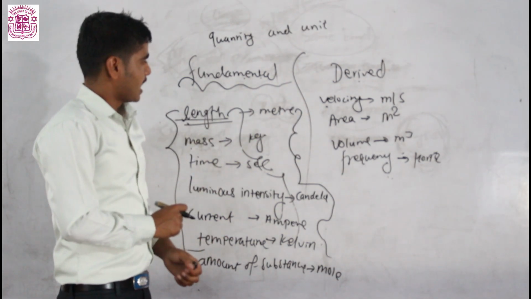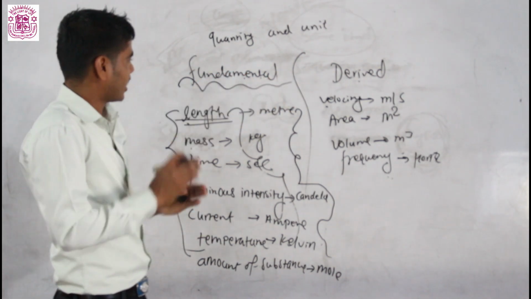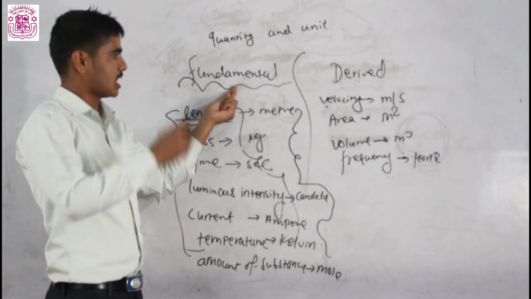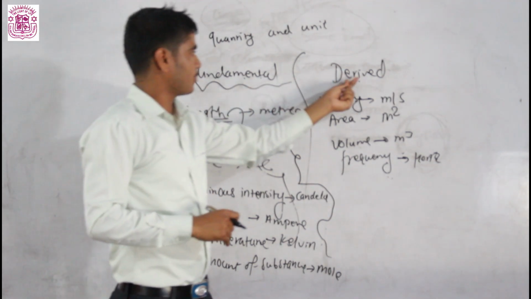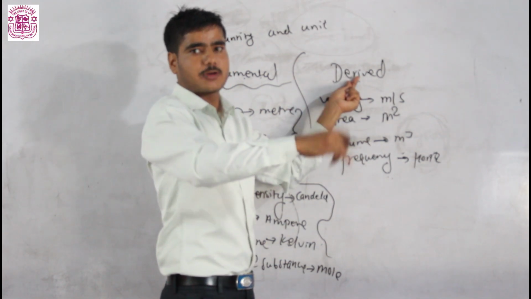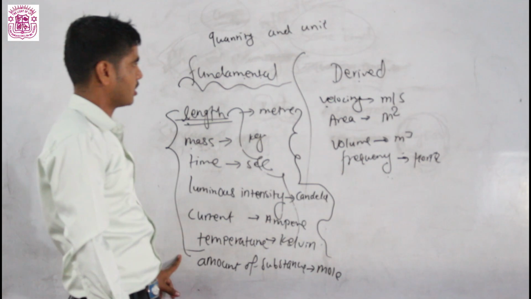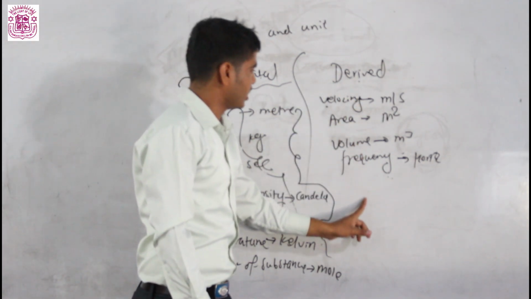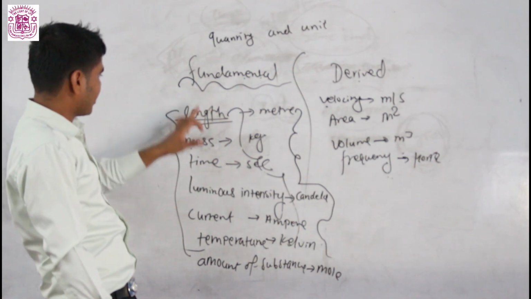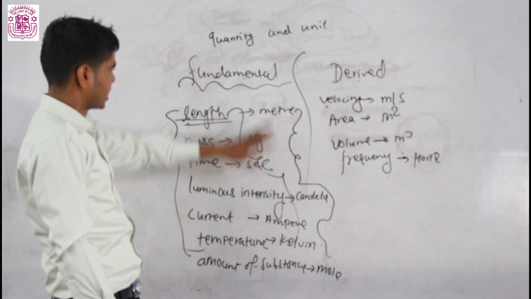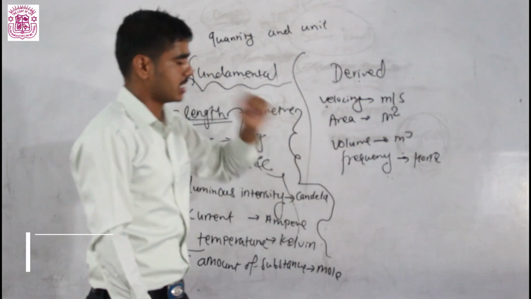Okay, then now, after knowing fundamental and derived quantities, what will you write as the difference? Fundamental quantities are those quantities which do not depend upon other quantities. Derived quantities are those quantities which are derived from the fundamental quantities. Fundamental quantities are 7 in number. Derived quantities are so many in number. Examples of fundamental quantities are length, mass, time, luminous intensity, etc. Derived quantities are velocity, area, volume, frequency, etc.